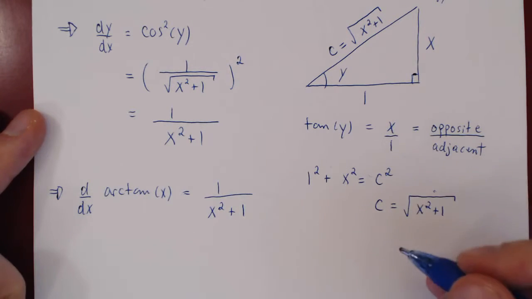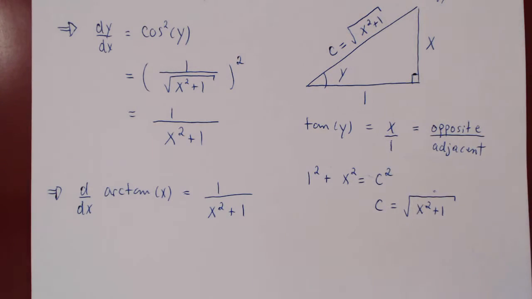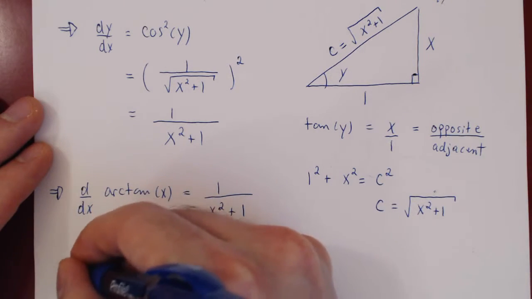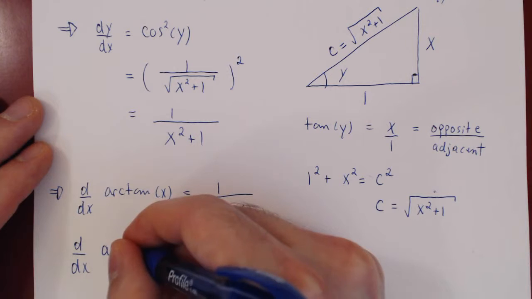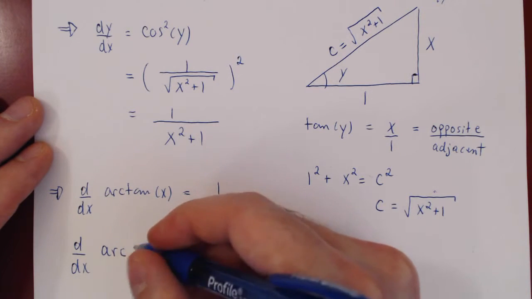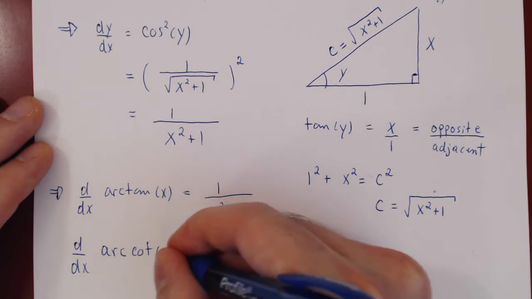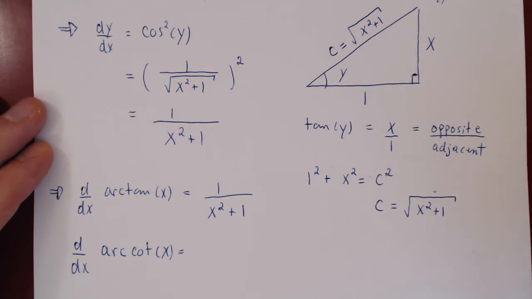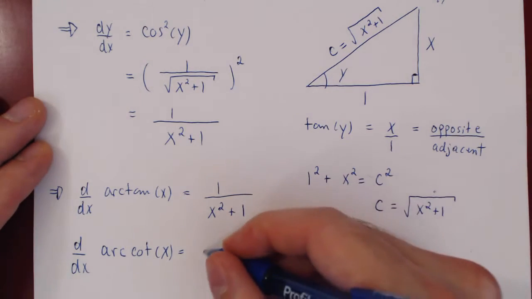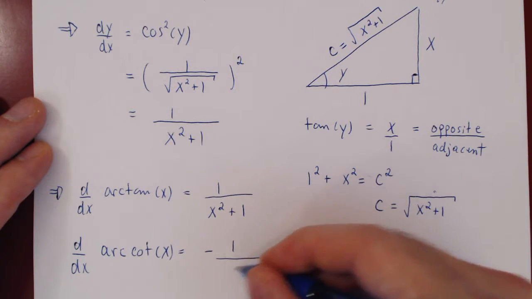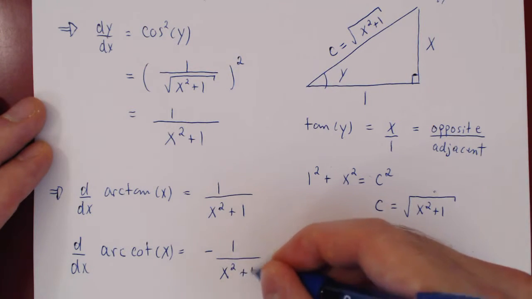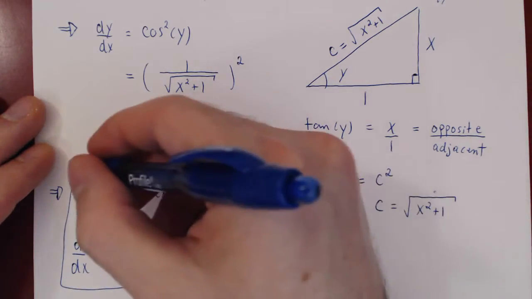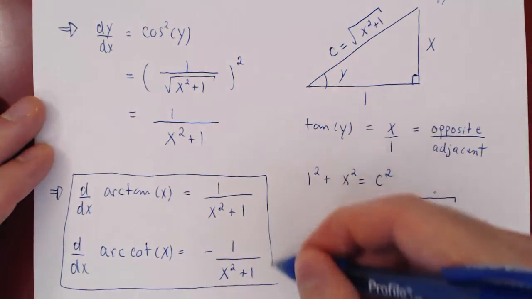So there you have it. Now on your own, using again a similar argument, show that the derivative of the inverse function of cotangent, therefore arccotan of x, will be again, surprisingly, just the negative of this one. So negative 1 over x squared plus 1. And that's how you differentiate arctan and arccotan of x.